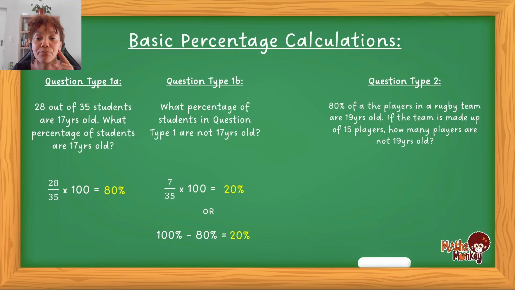So that's the question. Now again, you are given the percentage, so you are going to be dividing by 100. But why have I chosen 20? I've chosen 20 because they have given us that 80% are 19 years old, and the question wants to know how many are not 19 years old. So I took the 20. But now I divided by 100, multiplied by the amount of kids there are in a team, and it would give me 3 players.